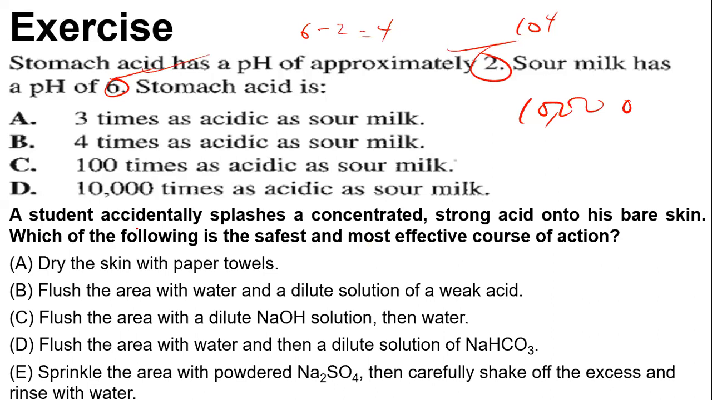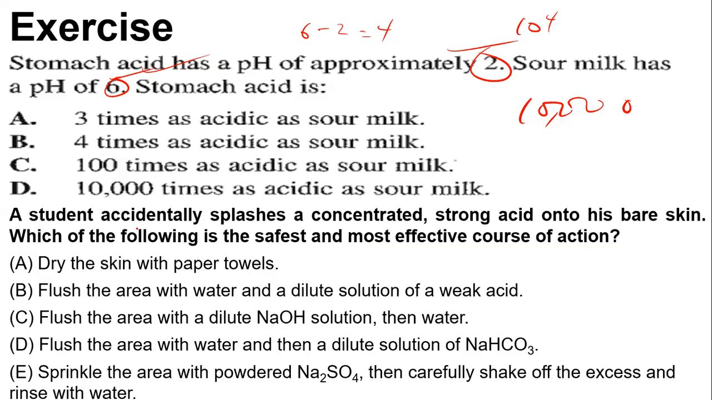Now, the next question. A student accidentally splashes a concentrated strong acid onto the bare skin. Now you've splashed concentrated acid onto your skin. We are seeing which of the following is the most effective and safest course of action. Dry it. No, you don't dry it. Flush the area with water and dilute weak acid. No, you don't add weak acid if you have been burnt by acid.